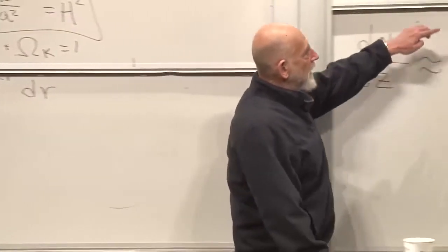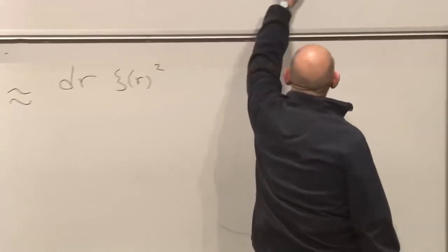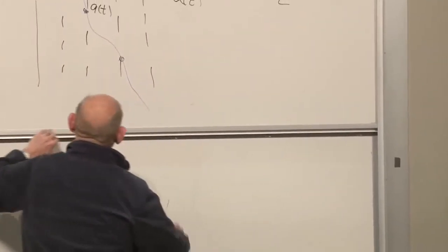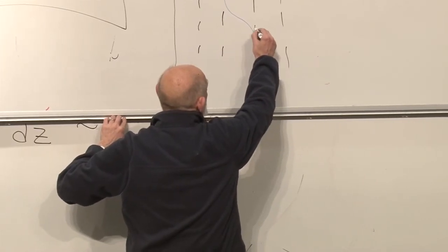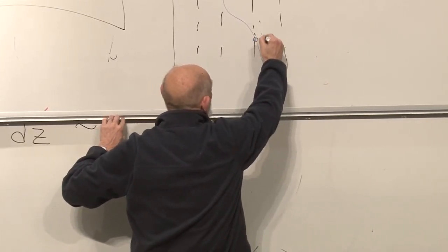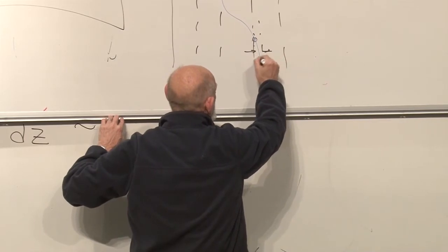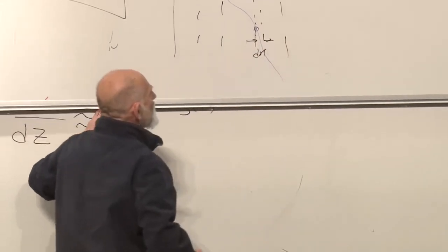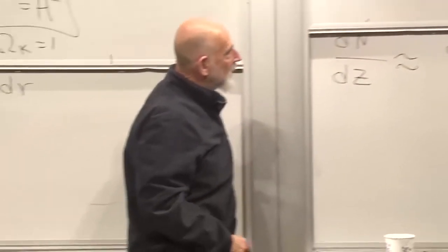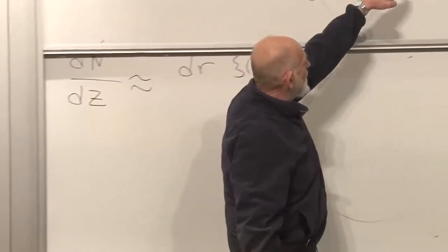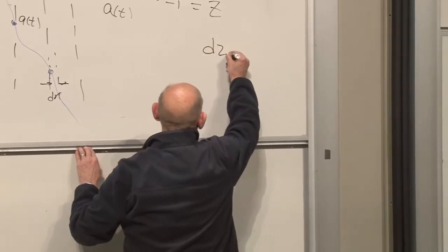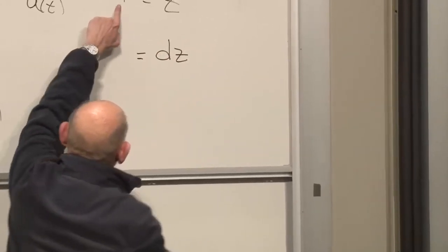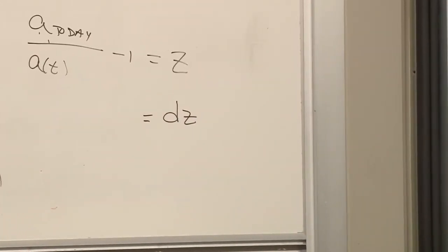Let's look at z. Here's z, and we're interested in the change in z from going from one radial point to another radial point at distance dr. How much does z change? Well, let's just take this equation here and differentiate it. dz is equal, derivative of -1 is 0.